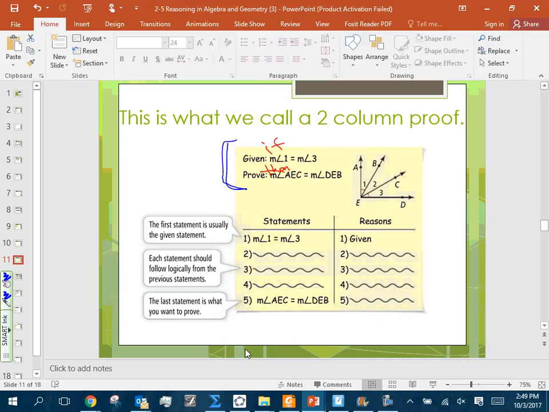So when we come back to this, that's where we're getting this information right here. They're giving us some statement, some theorem. If measure of angle 1 equals measure of angle 3, then prove that those two angles are equal: measure of angle AEC, measure of angle DEB. You always have a picture. At least 95% of the time you'll have a picture.